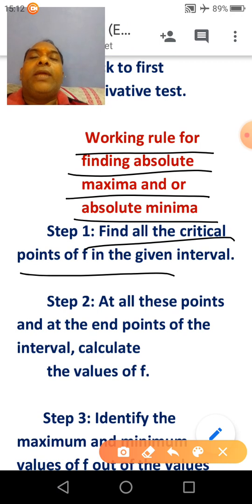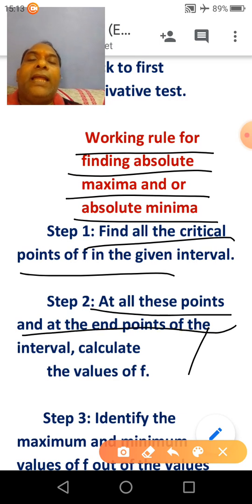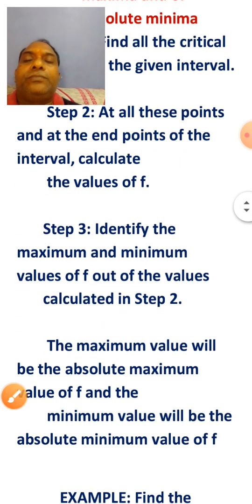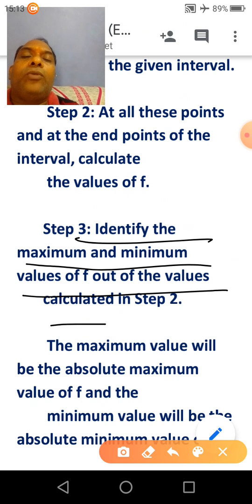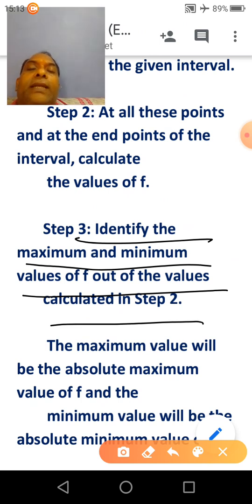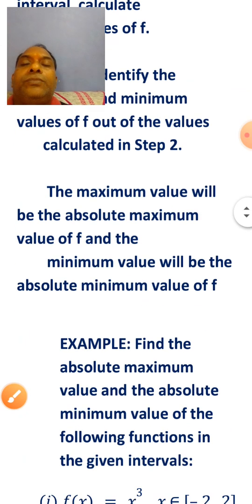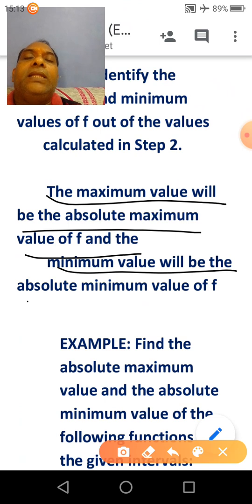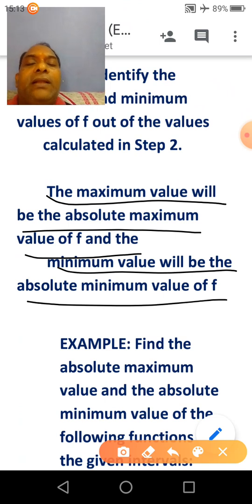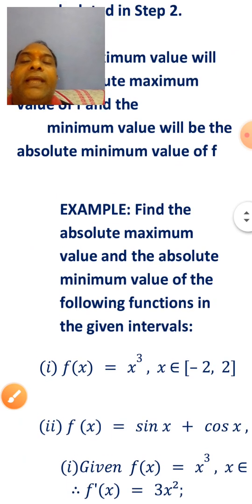Find all the critical points of f in the given interval. At all these points and at the endpoints of the interval, calculate the value of f. Identify the maximum and minimum values of f out of the values calculated in step 2. The maximum value will be the absolute maximum value of f and the minimum value will be the absolute minimum value of f. Clear? Now see the example here.